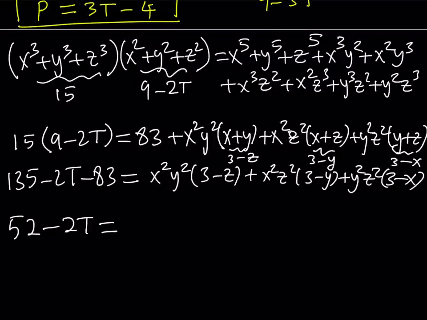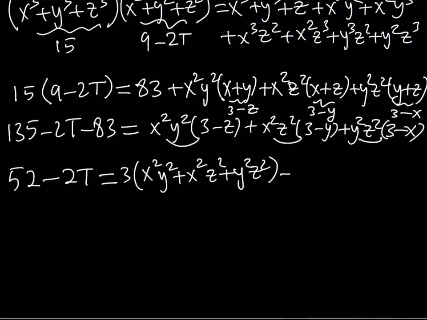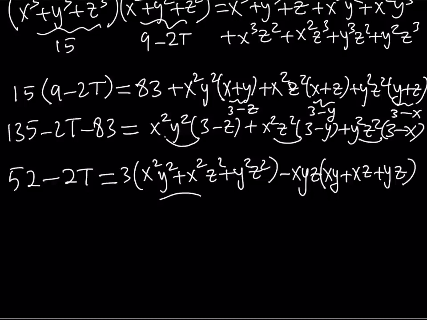And now on the right-hand side, if you distribute, you're going to get 3 times this quantity. So we can take out a 3 and write it as x squared y squared plus x squared z squared plus y squared z squared. And then minus, and that can be factored as well, because we can factor out an xyz here, and then inside the parentheses we're going to get xy plus xz plus yz. Great. So now the only thing that remains here is pretty much finding an expression for this.